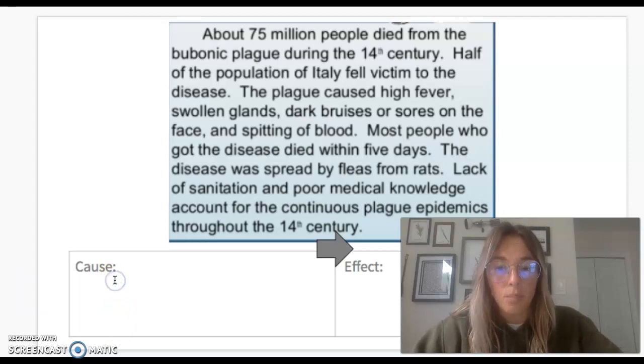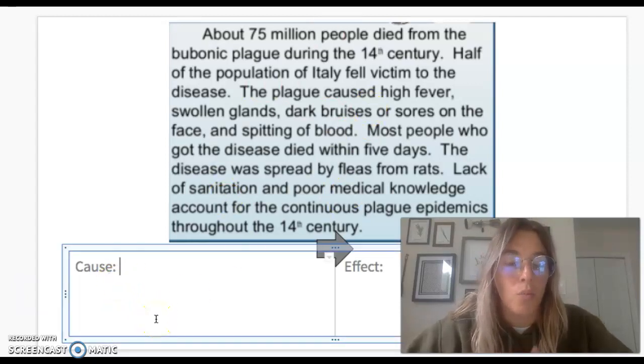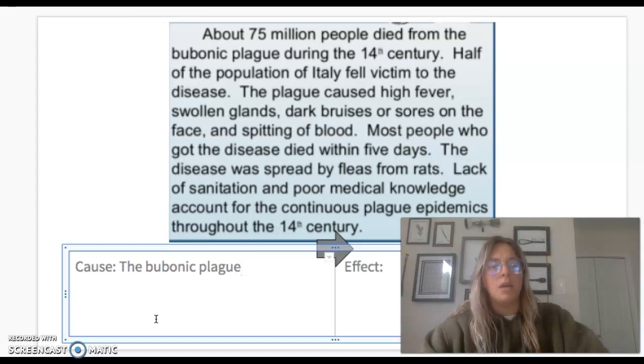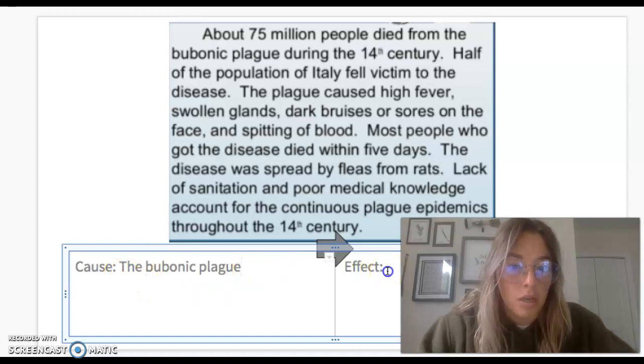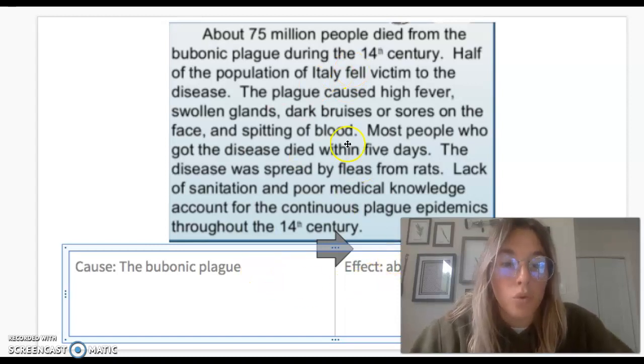So, many examples of cause and effect here. I only need you to write one example of cause and effect. Okay? So, the bubonic plague, this is an example, so don't use the same example as me. The bubonic plague was a cause that created the effect of about 75 million people died. Okay? Just as easy as that. And there are multiple other ones in this specific passage that you can use as well.